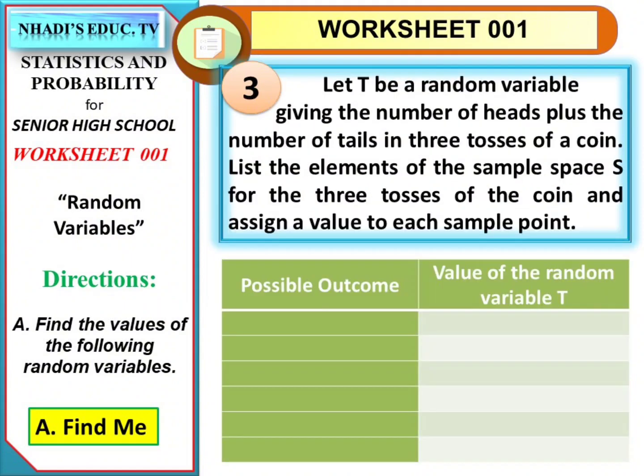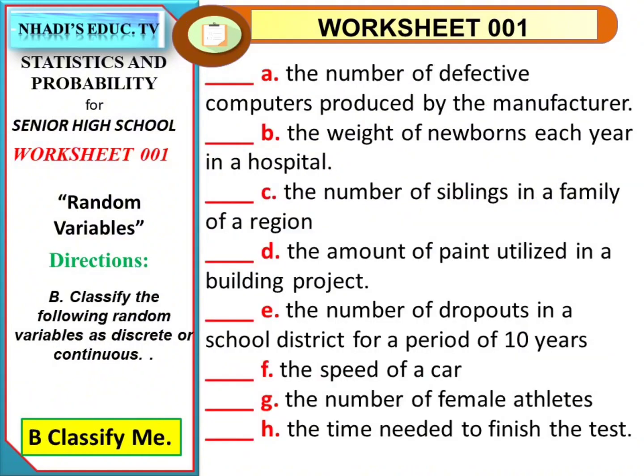Okay, moving on. Number 3. Let T be a random variable giving the number of heads plus the number of tails in 3 tosses of a coin. List the elements of the sample space S for the 3 tosses of the coin and assign a value to each sample point. As you can see, we still have the table for possible outcome and the value of the random variable T. Okay, let's move to B.